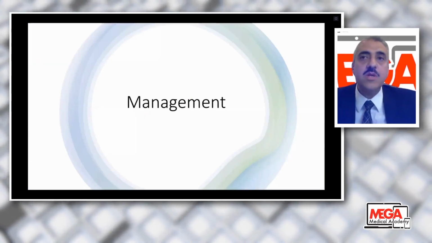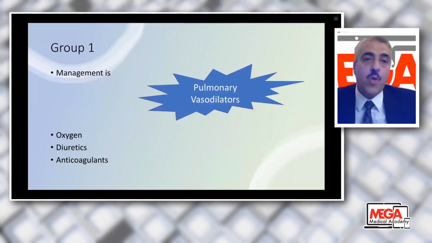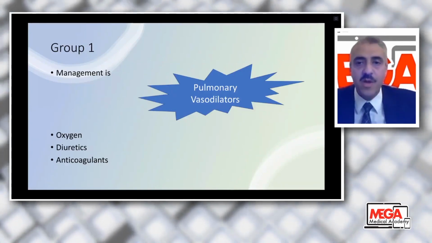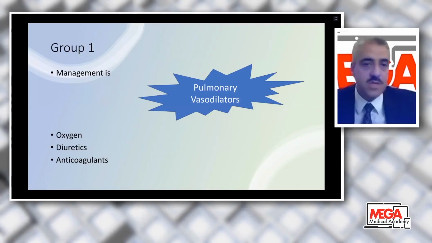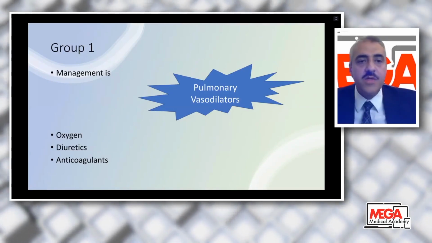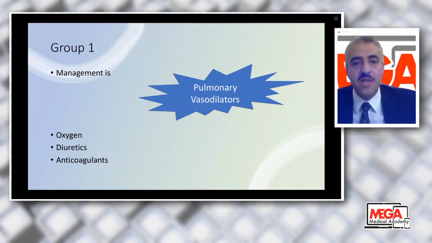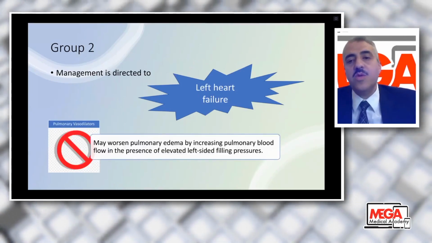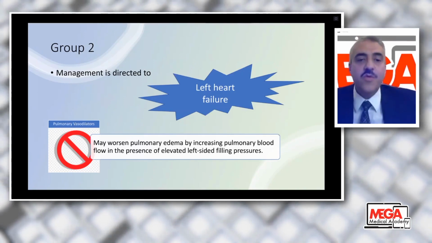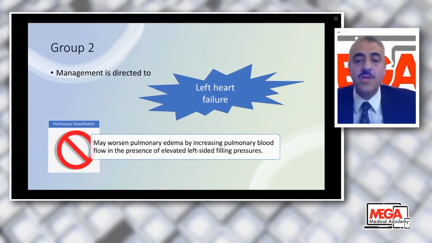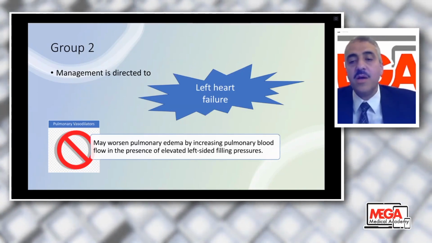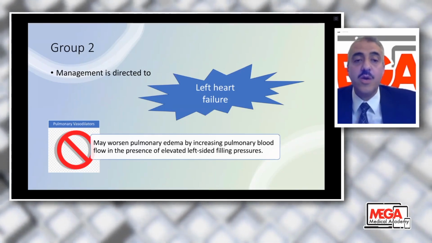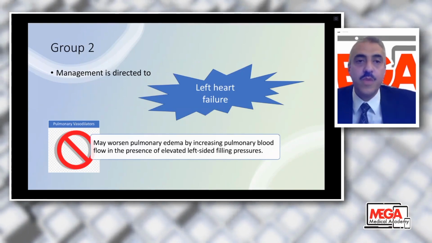The overall management is according to the group. In Group 1, usually the management is pulmonary vasodilators. We are going to discuss pulmonary vasodilators in a few seconds. Other drugs included are oxygen, diuretics, and anticoagulants. Group 2 management is mainly directed to the left heart failure. The use of pulmonary vasodilators might worsen the disease because of the pulmonary edema that follows their use, so they are not indicated in such a group.